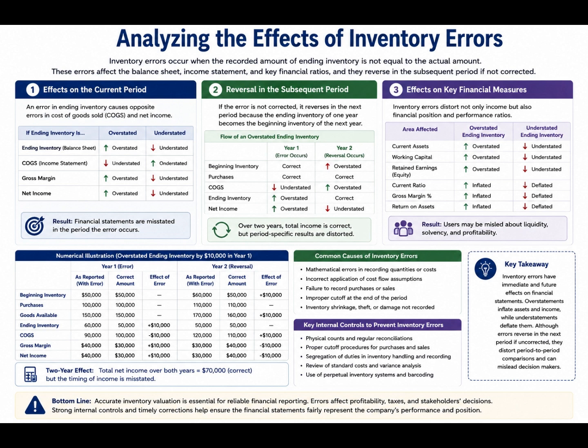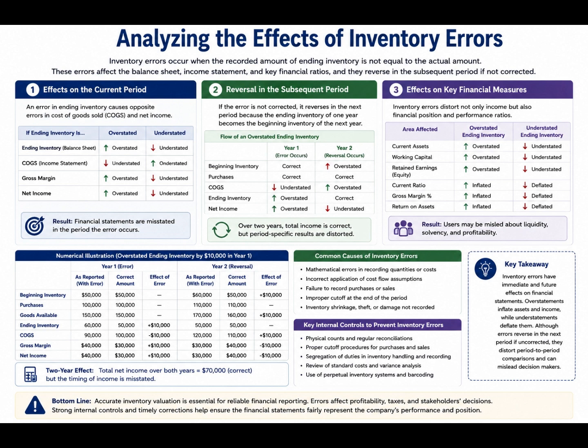Errors reverse in the subsequent period if not corrected. An overstated ending inventory in one year becomes an overstated beginning inventory the next year, causing COGS to be overstated and income understated. Over two years, total income is correct, but period-specific results are distorted.